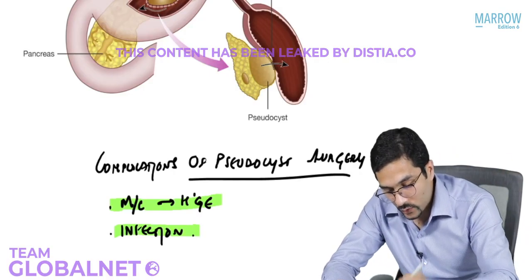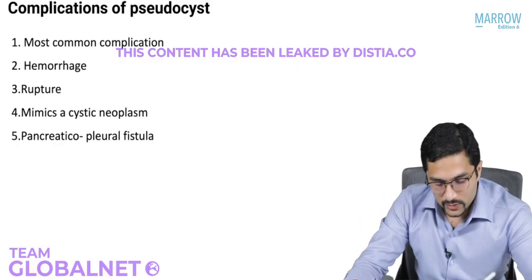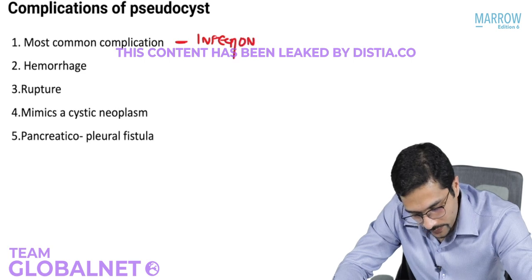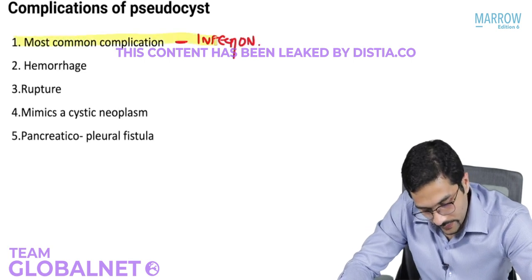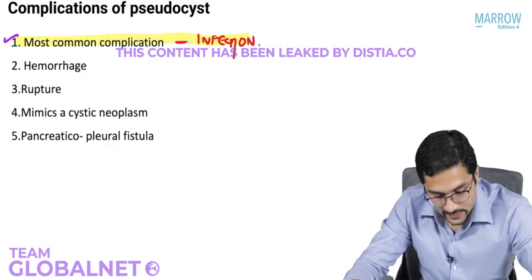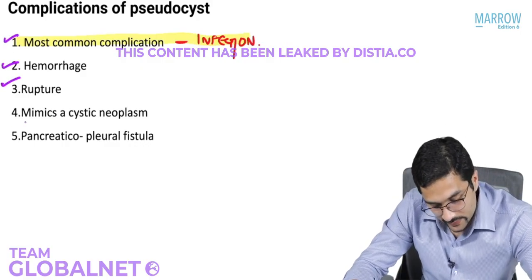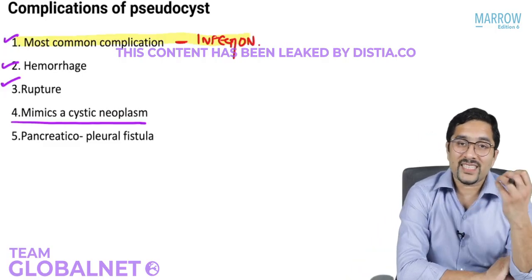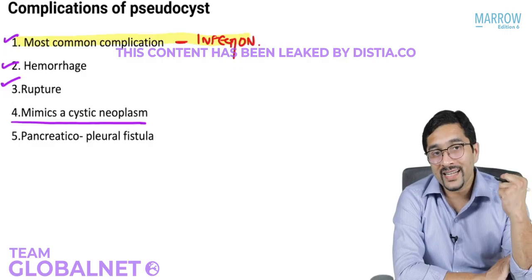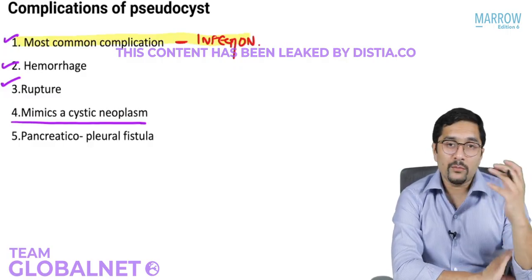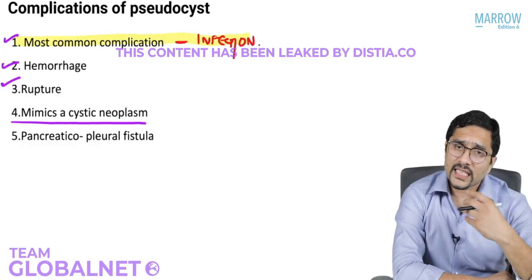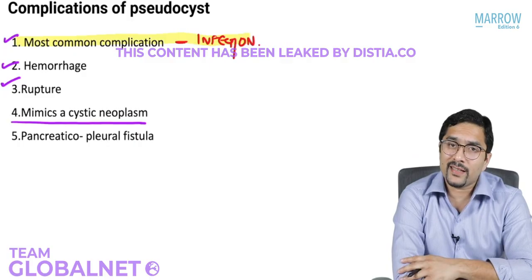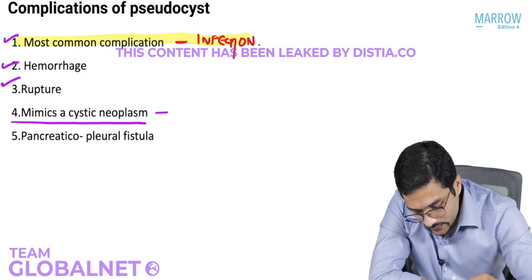What are the complications of pseudocysts? So the complications of pseudocysts, the most common complication is infection. Most common complication of pseudocyst is infection. Hemorrhage can occur inside the cyst. The cyst can rupture. It can mimic a cystic neoplasm. So in the next module, I will tell you about mucinous neoplasms of the pancreas, right? This pseudocyst can mimic a mucinous neoplasm, because even in a mucinous neoplasm, there will be a history of pancreatitis which will be there. So how do we differentiate?